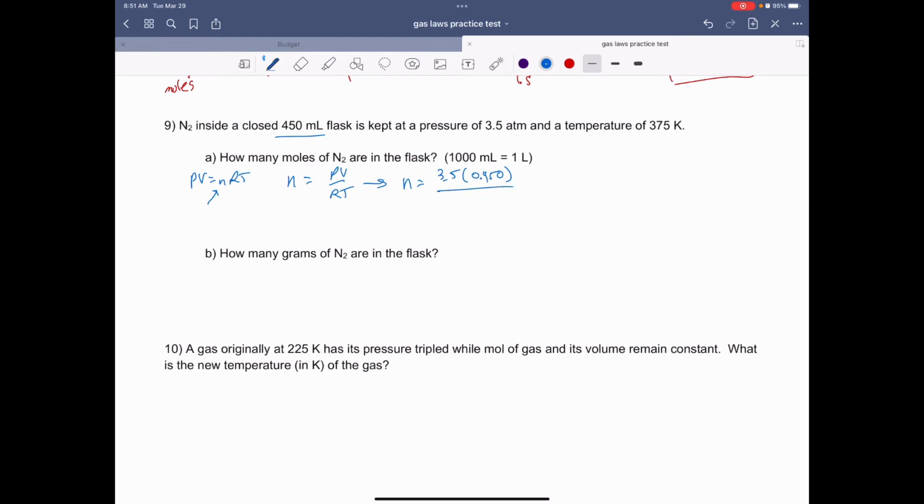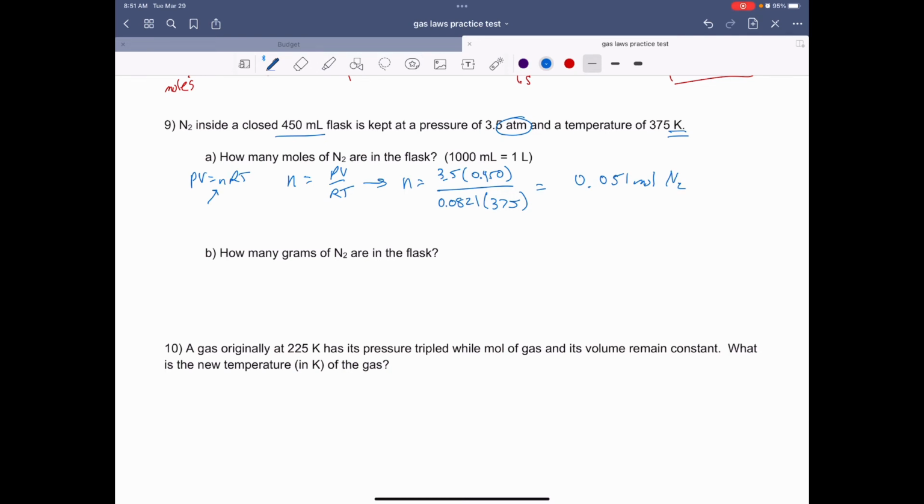The R value, I need the R value that corresponds to ATMs, and again, that's 0.0821. And the temperature in this case is already in Kelvin, so I'm not going to convert it. That would just make a mess of this. So it's already in Kelvin, see? And now we just calculate. So 3.5 times 0.45 divided by 0.0821 times 375. And I get 0.051 moles of N2.